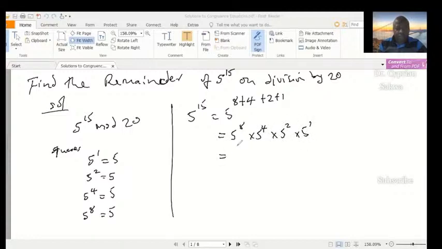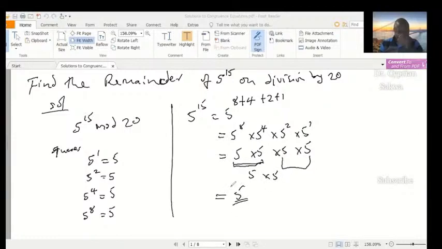And we know what each of these is. Each is 5. This product here is 5, and 5 times 5 is 5. So the remainder is 5. And that is how we find the remainder in modular arithmetic.